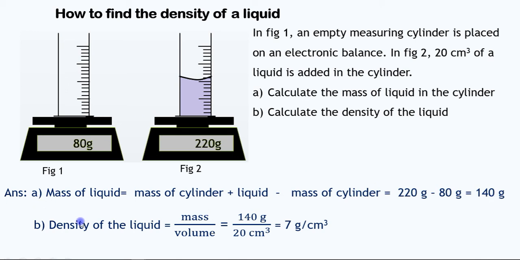The next question is: calculate the density of the liquid. We know that the density of the liquid is its mass divided by its volume. We've just calculated the mass. The mass is 140 grams and the volume is 20 cm³. This gives us 7 grams per cm³ as the density of the liquid.